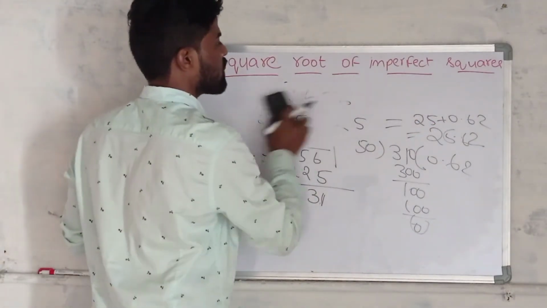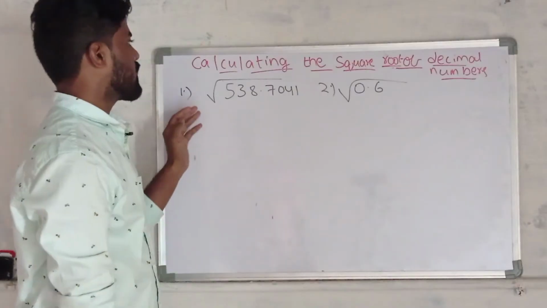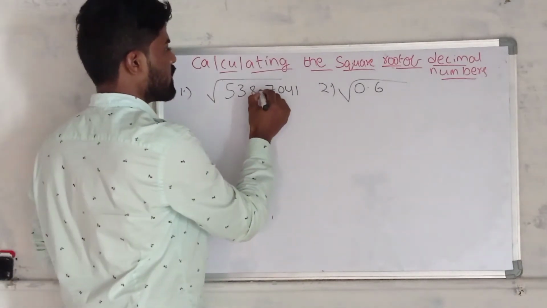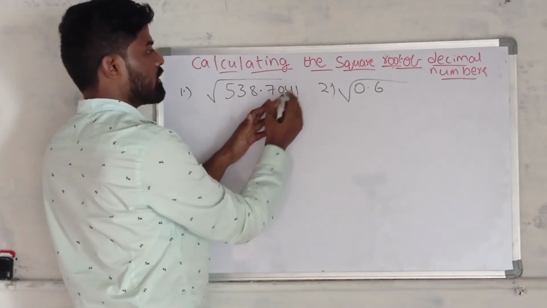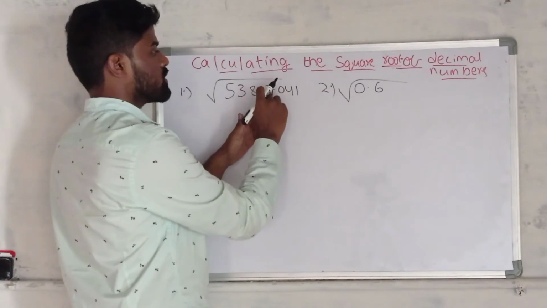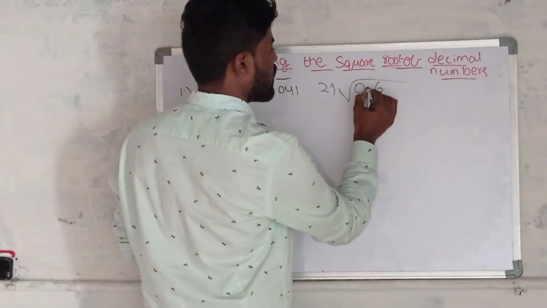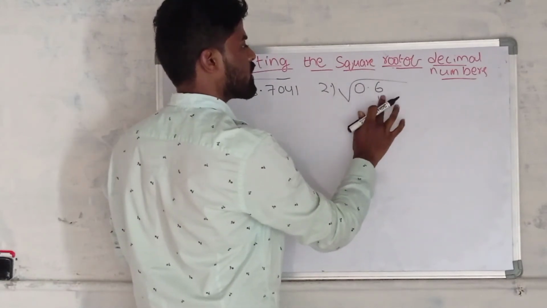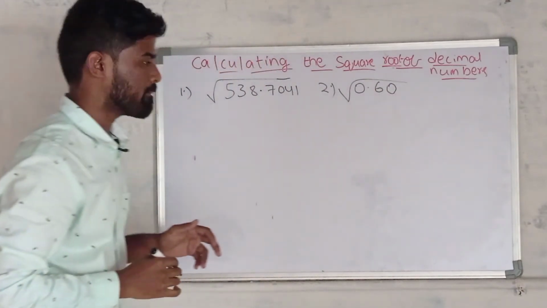Next we will see how to calculate the square root of decimal numbers. In decimal numbers, if there are odd number of digits after decimal place, we make it even by keeping 0. Here number of digits is 4, it is even, so there is no need of keeping zeros. Here after decimal point there is only one digit, that is odd number of digits. Therefore we keep it 0 and make it even.